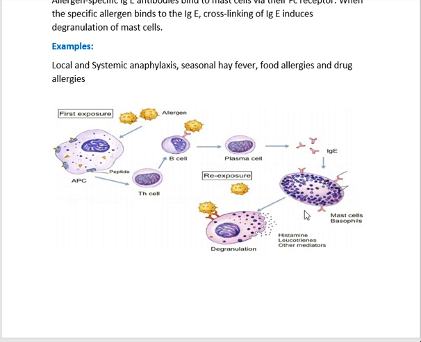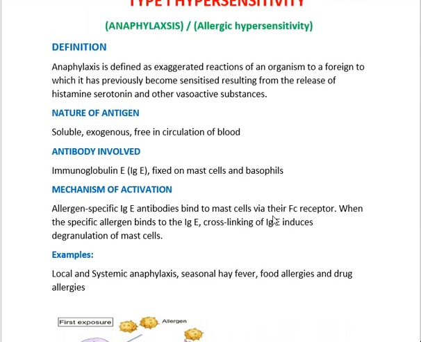Now these mediators trigger smooth muscle contractions, and then vasodilation occurs, increased vascular permeability and mucus secretions. The inclusive term for all these responses is called anaphylaxis. So remember, the inclusive term of all these reactions, that is the triggering of smooth muscle contractions, vasodilation, all these things, is called anaphylaxis. So this is all about type 1 hypersensitivity, and here you have to remember the definition, nature of antigen, antibody involved, mechanism of activation and the examples of type 1 hypersensitivity.